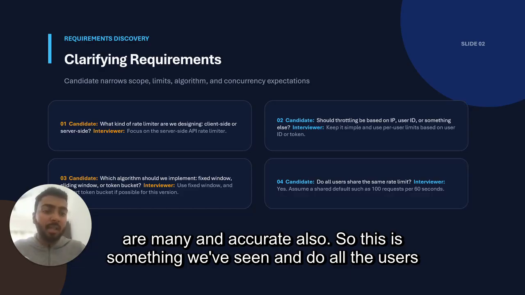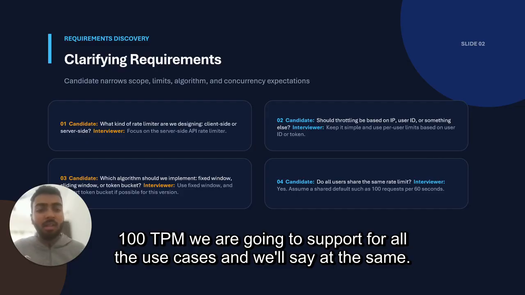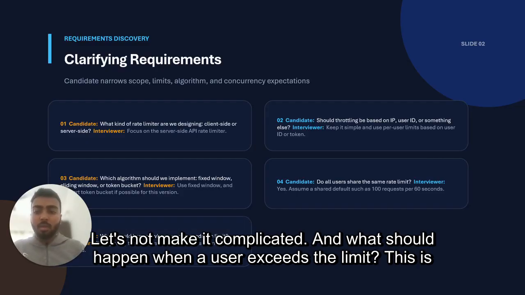And do all the users share the same rate limit? As we are going to keep it simple, we will keep that, okay, 100 TPM we are going to support for all the use cases, and we'll share the same. Let's not make it complicated.